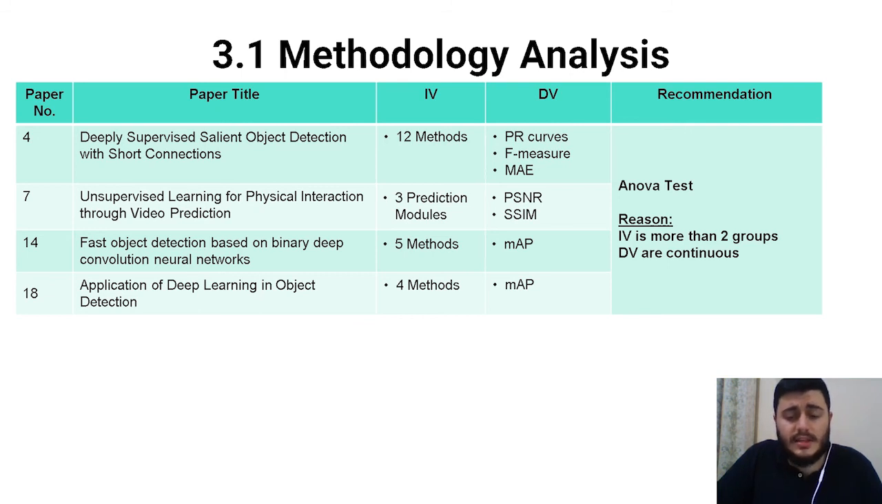At the end of this section, in summary, we grouped the papers according to the 3 recommended statistical tests, providing the appropriate reason for these recommendations.